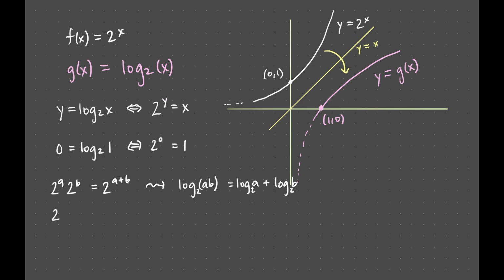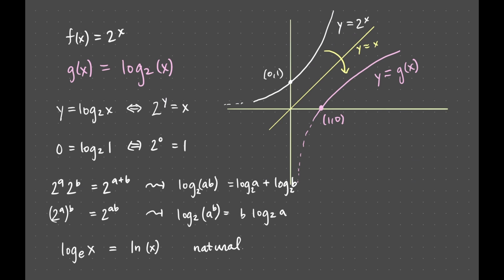In addition, the property 2 to the a all raised to the b equals 2 to the ab implies that log base 2 of a to the b equals b log base 2 of a. One particular log function is very special, and this is the one corresponding to the special base e, which we called the natural number. For this reason, the corresponding log function is also called the natural logarithm, denoted by ln. This means that ln of x equals log base e of x, where e is the natural number.